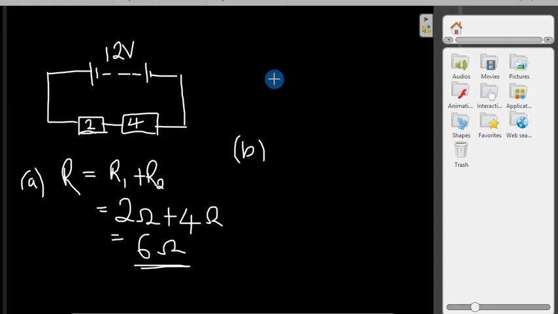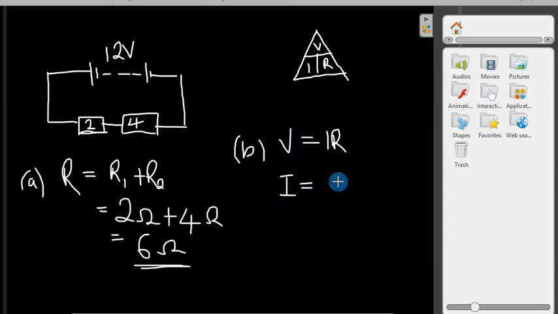So current, from our equation V is equal to IR, when we make I the subject. Or if you want, you can use the triangle we discussed when we were looking at resistance, whereby we have V on top, then here we have I, and there is R. If you cover I, then it means I is equal to V over R. Or you can make I the subject of the formula in this equation. So I, which we are looking for, the current in the circuit, is equal to V over R.